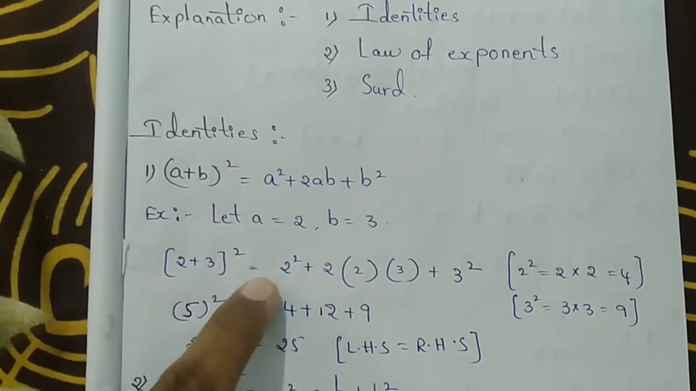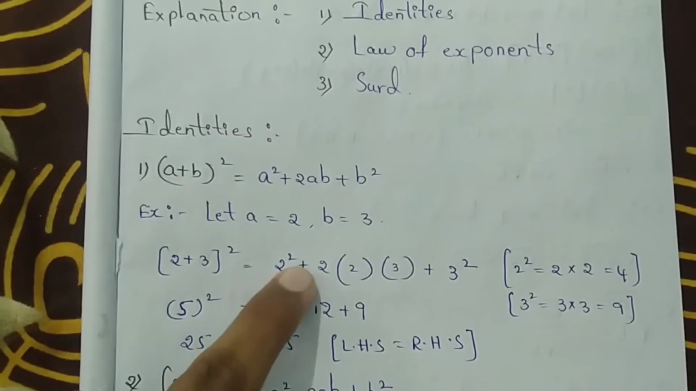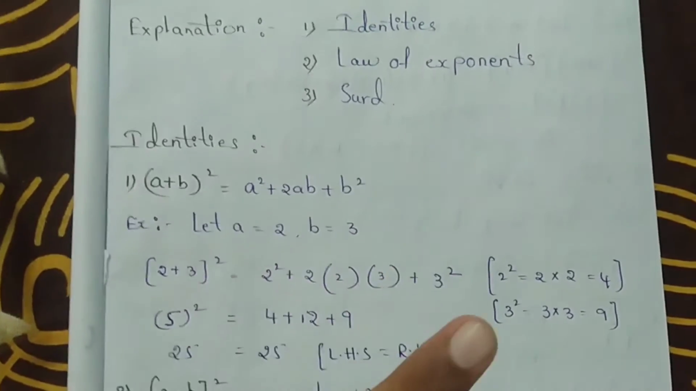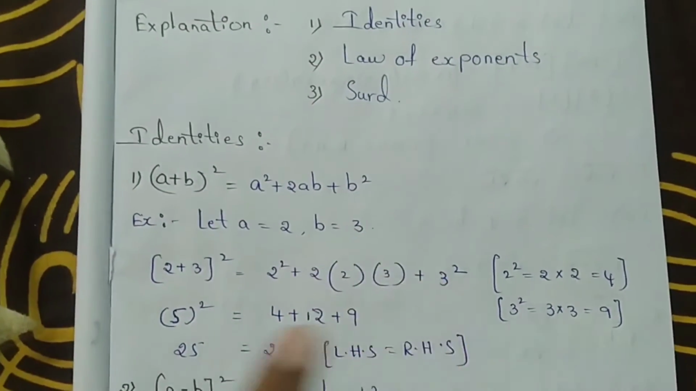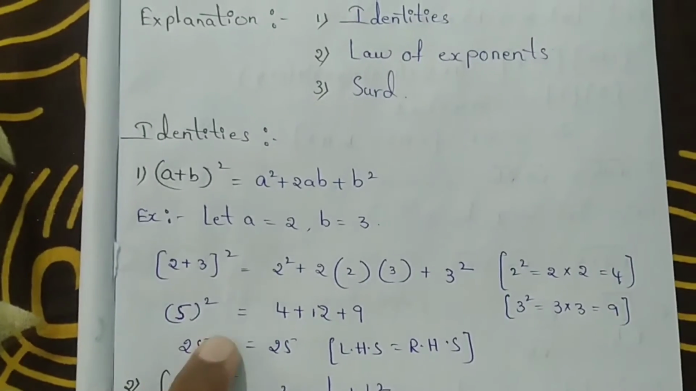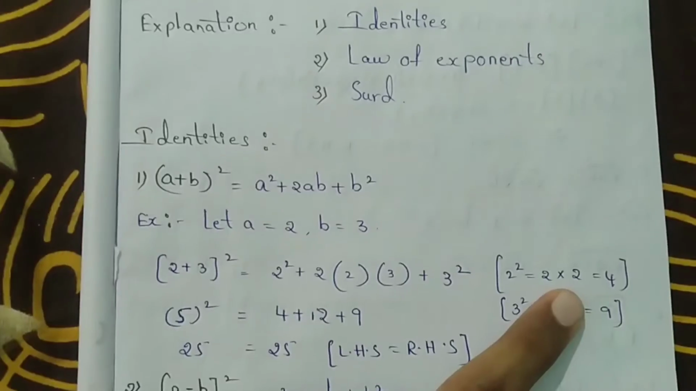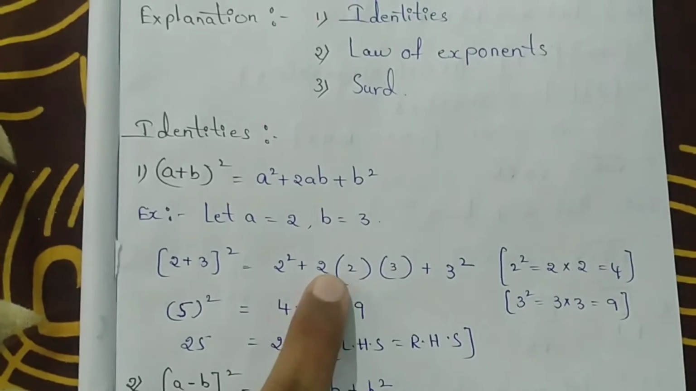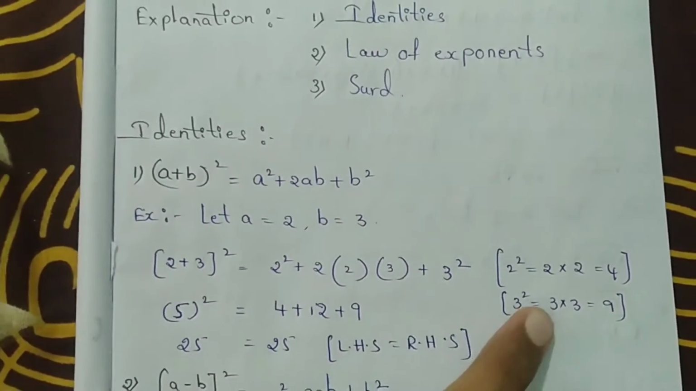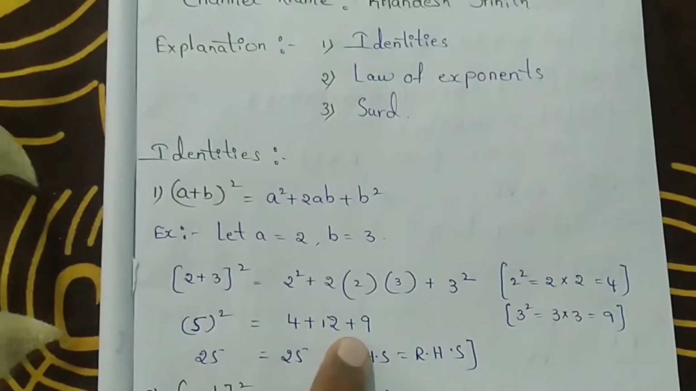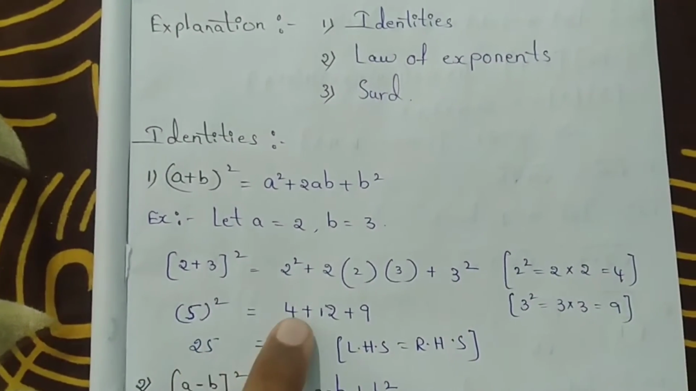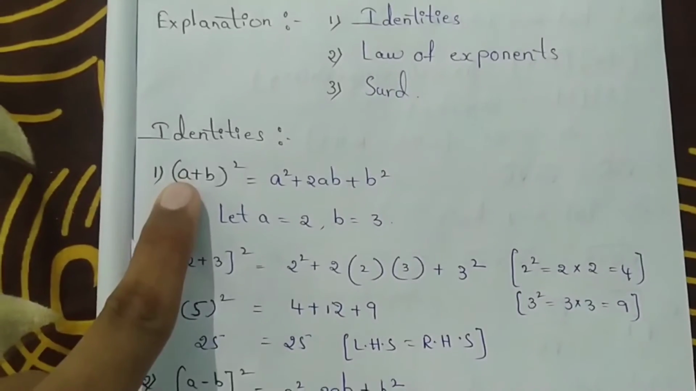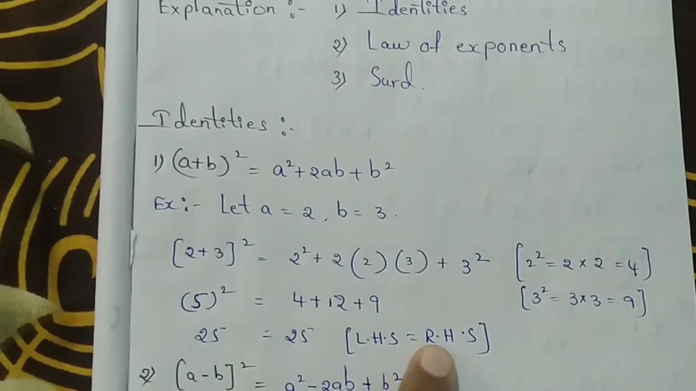(2 + 3)² is equal to a², meaning 2², plus 2 into ab, 2 into 3, plus b², meaning 3². Here 2 + 3 is 5 squared. 2² means 2 into 2, which is 4. 2 into 2 into 3: 2 twos are 4, 4 threes are 12. 3² means 3 into 3, which is 9. 5² is equal to 25. 4 + 12 + 9 is 25. See here, LHS is equal to RHS. So the given identity holds.